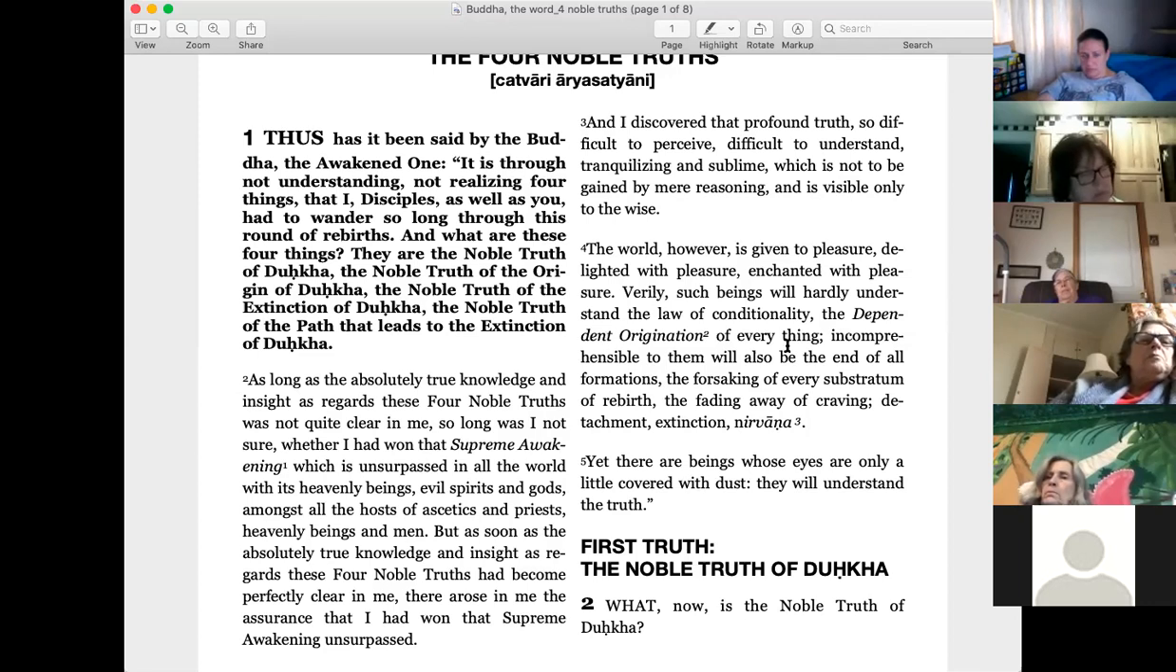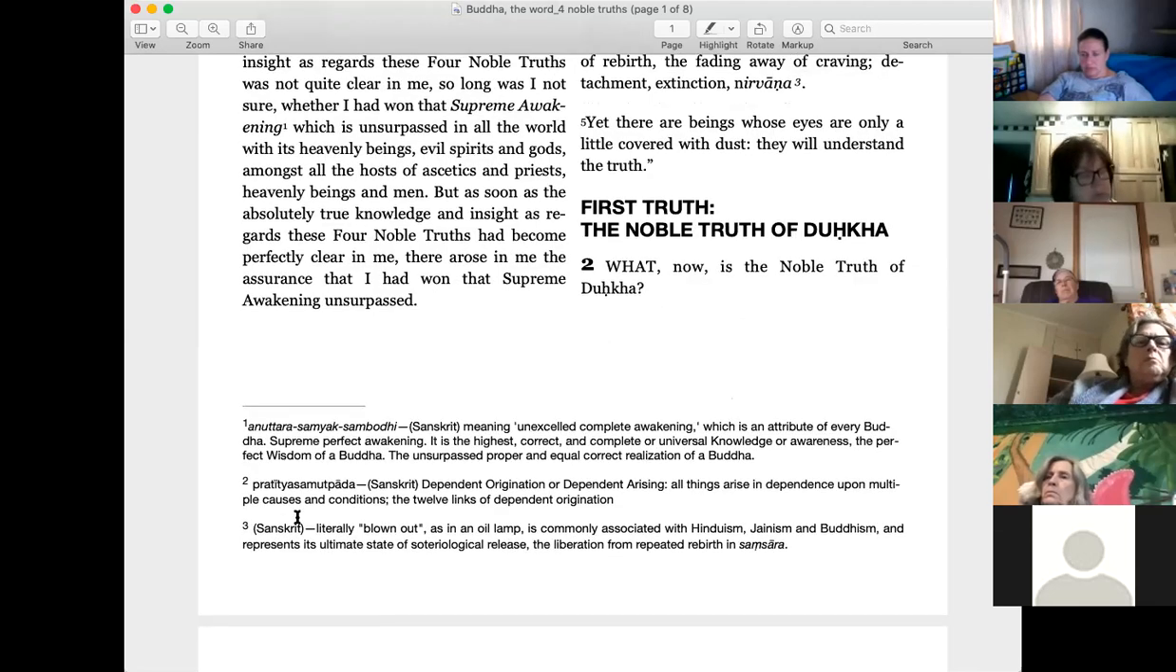One of the things to be aware of as we go on is this idea of conditionality, what is oftentimes called the dependent origination. And the dependent origination, it's also called dependent arising, or the 12 links of dependent origination, is referring to the truth that all things arise in dependence upon multiple causes and conditions.